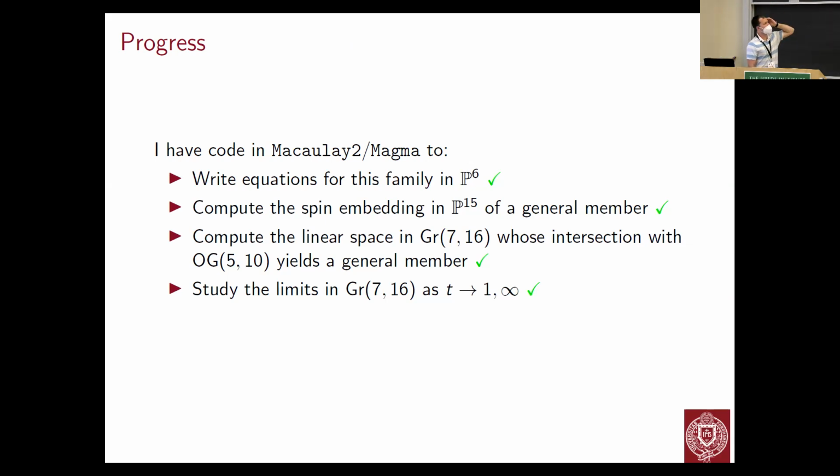Next, I wrote code to compute the spin embedding of this curve. My family is made up of a whole bunch of lines, so I parameterized each line. I compute the spinor associated to the Lagrangian given by a general point on each line in my family. And so I was able to embed each of my lines, individually, into P16 or P15.